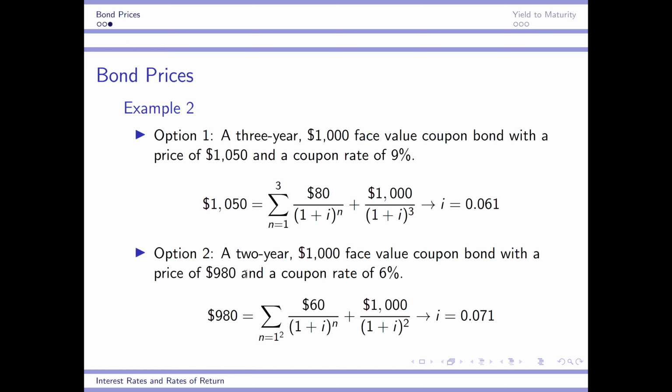However, in option 2, we have a 2-year $1,000 face value coupon bond with a price of $980 and a coupon rate of 6%. So it's charging us less to buy this bond. Going through the same math, $980, and this is a typo, the 2 should be on the top, sorry about that. We actually get an interest rate of 7.1%. So all else held equal, option 2 is actually considering your money more valuable by charging you a higher yield to maturity. And so if you were comparing these two as investments, you would actually want to invest in option 2 even though the price is less and the coupon rates are less.